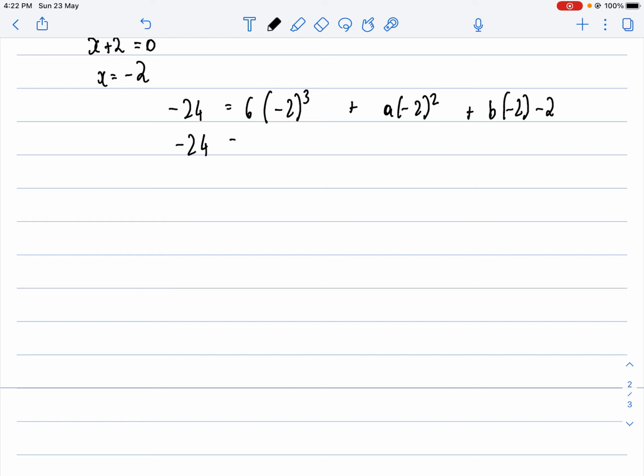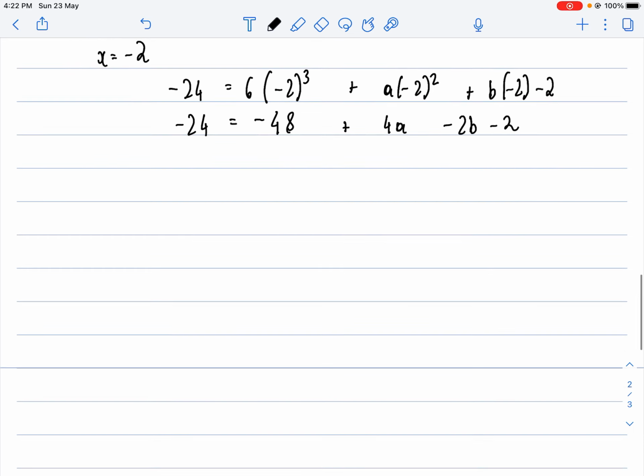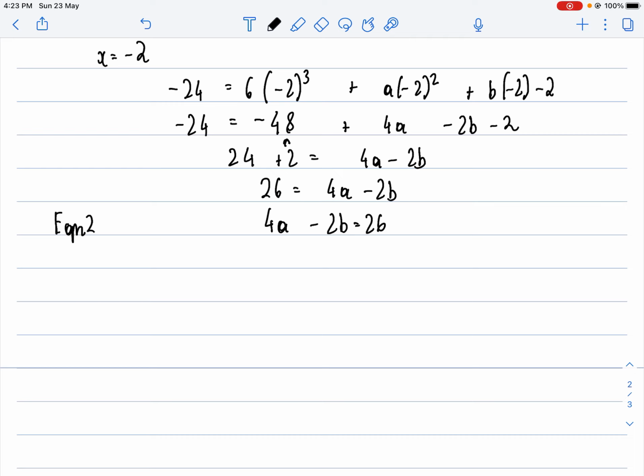So I get minus 24 equals to 6 into minus 2 the whole cube, which gives me minus 48, plus 4a minus 2b minus 2. So here I simply get 24 plus 2 equals to 4a minus 2b, because when I take 48 to that side, 48 minus 24 will give me 24, and when I take 2 to that side, it will get added. So I'll simply get 26 equals to 4a minus 2b, which gives me my equation 2 as 4a minus 2b equals to 26.